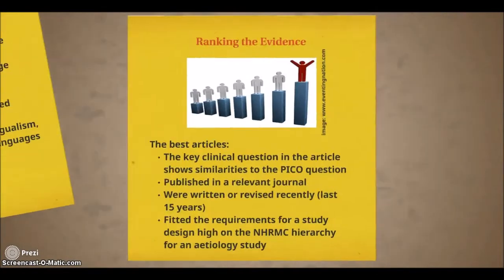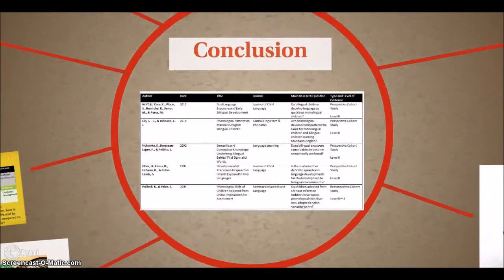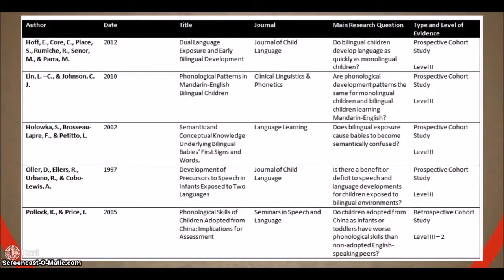These articles were the ones for which the key clinical question matched or showed similarities to my PICO question. I also selected articles which had been published in a relevant journal, were recently written, and ranked highly on the NHMRC hierarchy according to the etiology hierarchy. The 5 studies of highest quality as shown here ranked from most relevant and highest NHMRC rating to lowest ranking and least relevant.